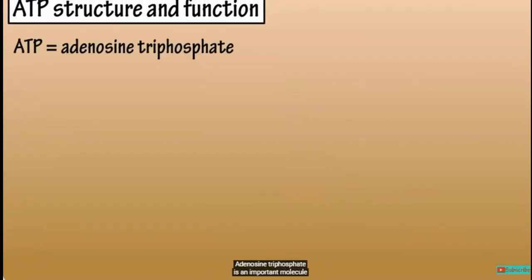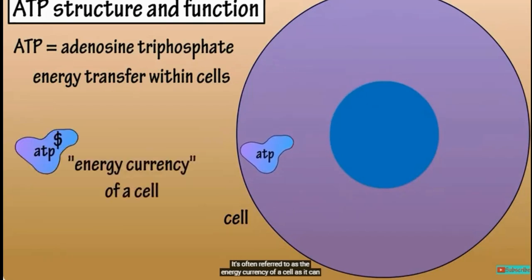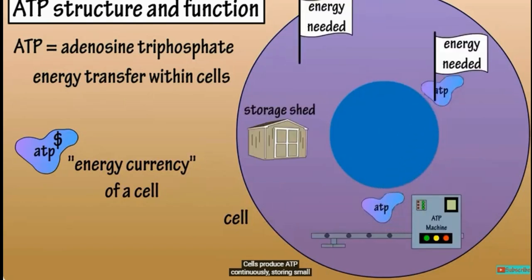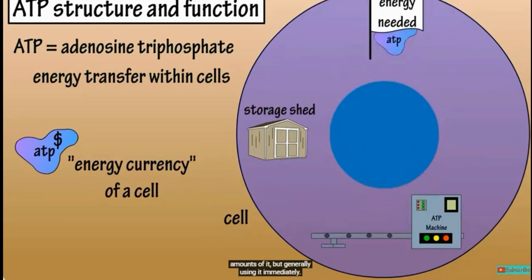The structure and function of ATP. Adenosine triphosphate is an important molecule in the transfer of chemical energy within cells. It's often referred to as the energy currency of a cell, as it can pick up energy and transfer that energy to another chemical process. Cells produce ATP continuously, storing small amounts of it, but generally using it immediately.